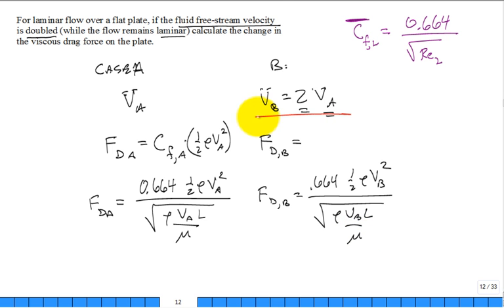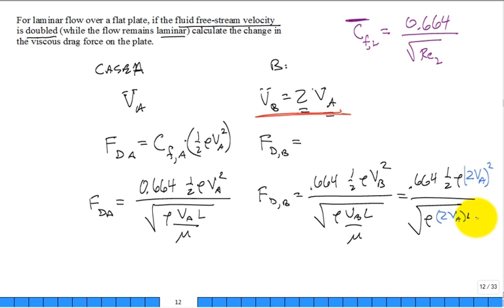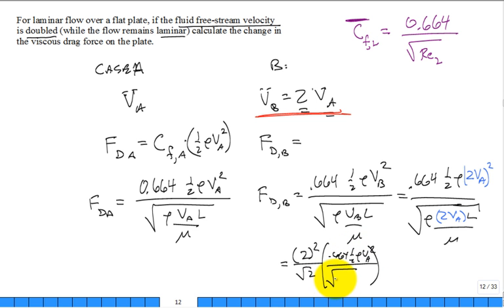And we just worked out that we're going to double the velocity. So when I double it, let me try and draw it like this. We'll put in 0.664 times 1/2 rho, and now I'm going to put 2 V sub A squared divided by the square root of rho 2 V sub A L divided by mu. Did I do that okay? And so this is equal to 2 squared divided by the square root of 2 times 0.664 rho V sub A squared divided by the square root of rho V sub A L divided by mu, which is 4 divided by the square root of 2 times F sub D A.